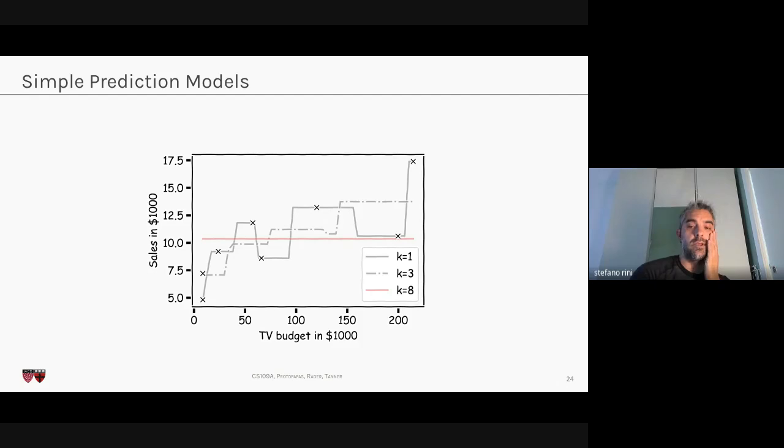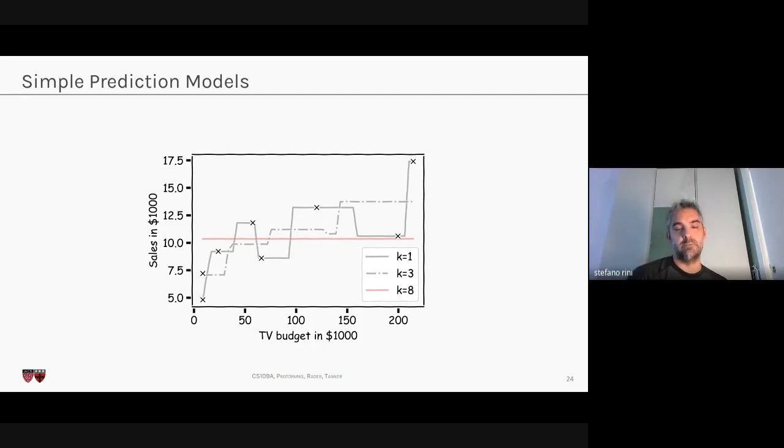And then I can go to the extreme case in which I use my whole dataset as the neighborhood. So I fix my k equal to 8. So for each point, I take the average of the dataset, and I get a purely flat line, because this is the average of the dataset. Okay, so you see that you can manipulate the behavior of the predictor by changing the k.